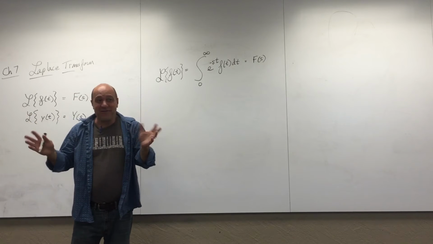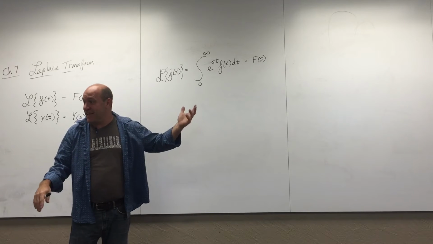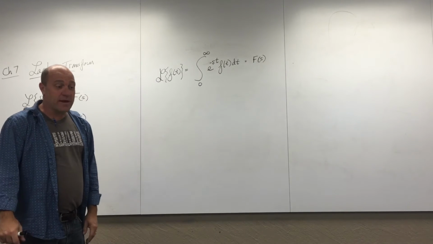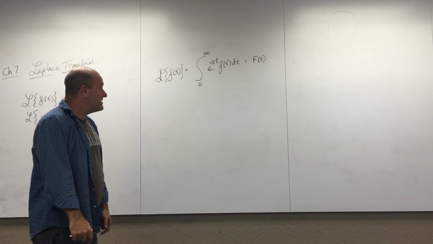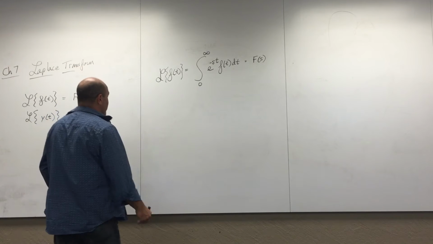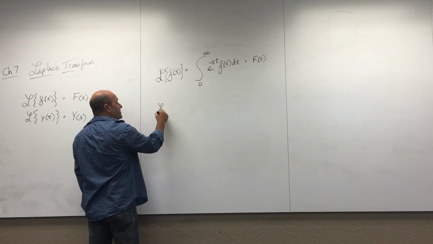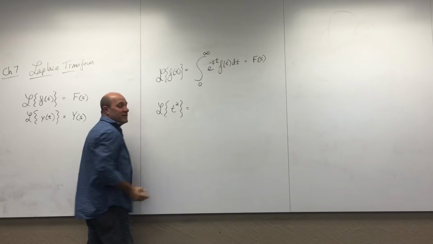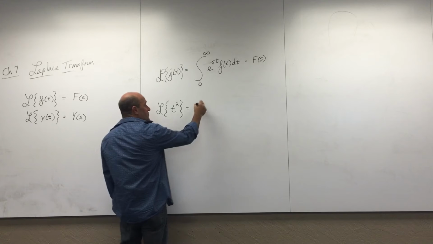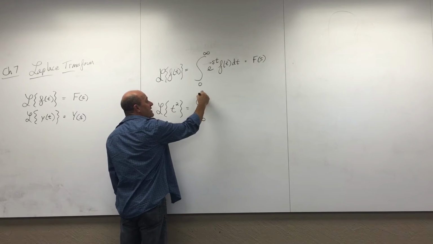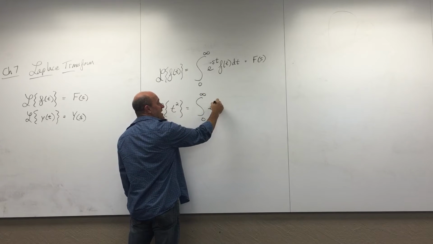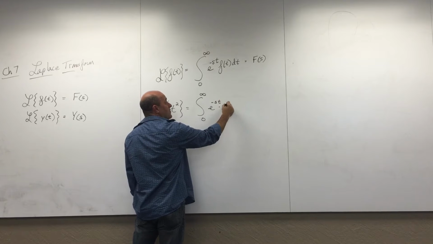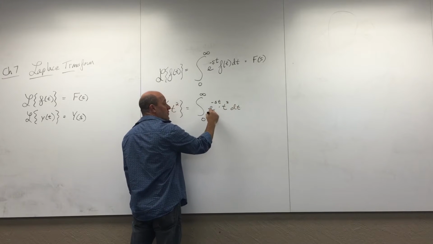But we're not going to go there quite yet. First, we're going to try to get used to this guy. Let's try somebody. Can we do the Laplace transform of t squared? All right, well, here's what I should do. I should do the integral from 0 to infinity of e to the negative st times t squared dt. I should do this integral.